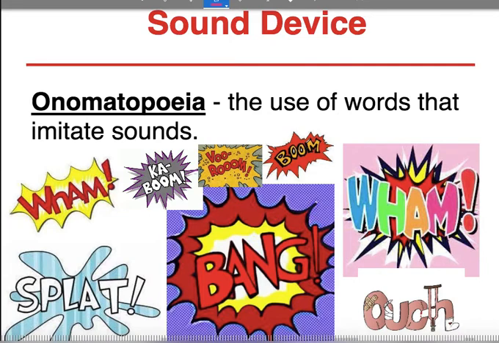Another sound device is onomatopoeia, and that's the use of words that imitate sounds. So wham, bang, splat, ouch, boom, meow, or oink, or woof. Those are all onomatopoeia. It's words that stand for sounds.